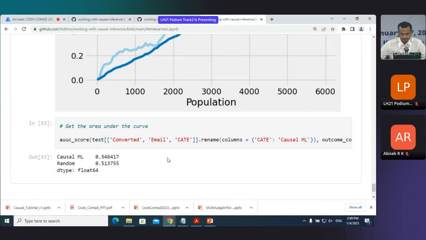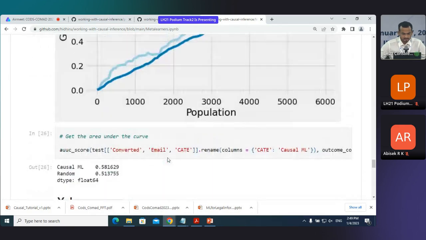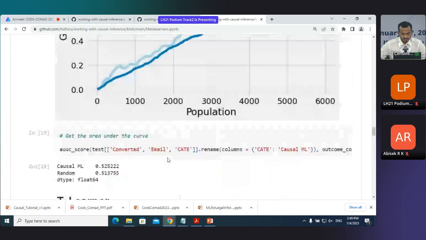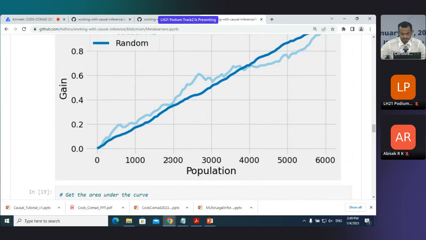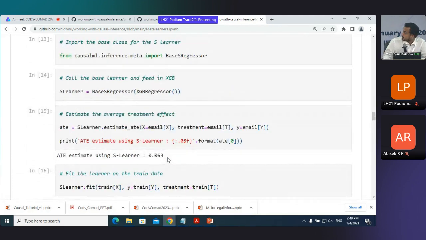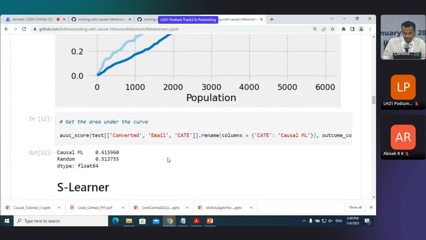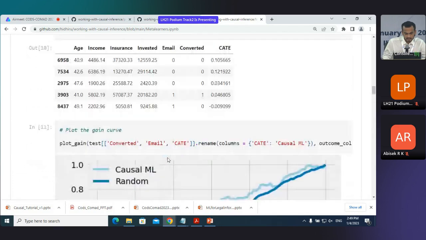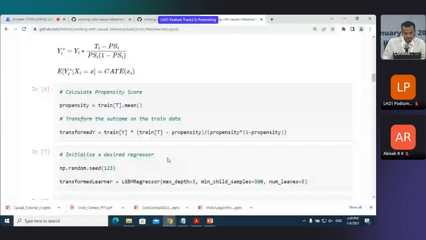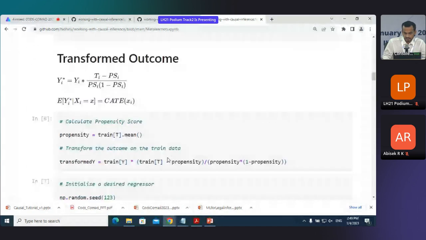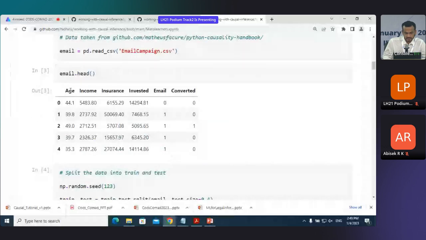All these learners essentially work differently on different data sets, like all machine learning models. Which learner works best with which data is quite subjective. In our data set, it is quite randomized, so we see that the transformed outcome seems to outperform the other learners. So it all depends on the kind of data set and how the treatment and control observations are present in the data.